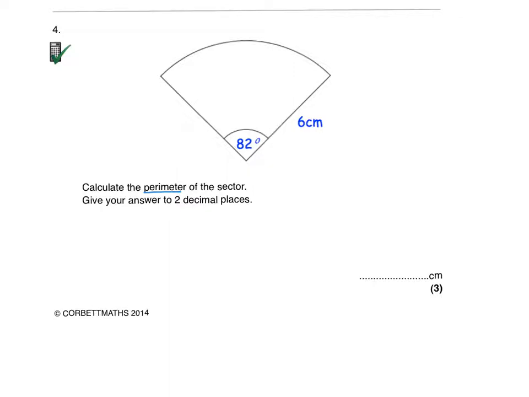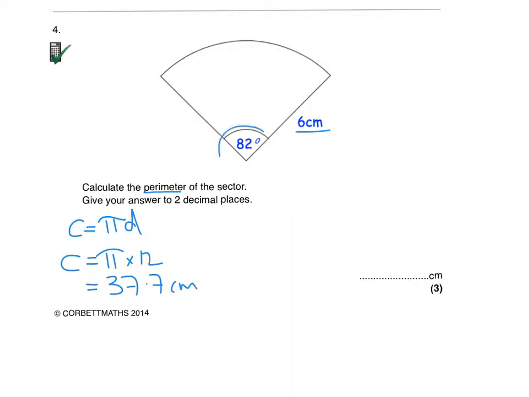So we're going to start off the same way as normal. C equals pi d. If the radius is 6, the diameter must be 12. So we'll do C equals pi times 12. That gives me an answer of 37.7. Now this sector has an angle of 82 degrees, so I'm going to take my answer of 37.7 and multiply it by 82 over 360. And that gives me 8.6.